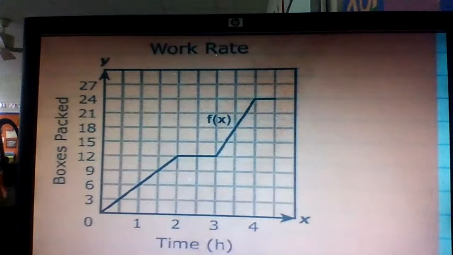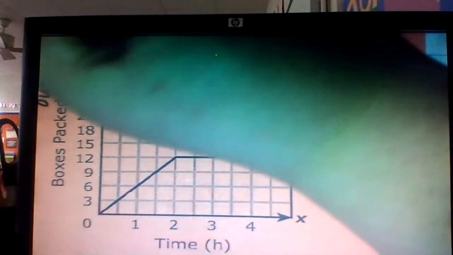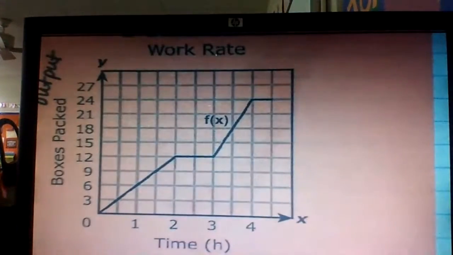What is my output? On my graph, what is my output? The box is packed. It should be a small half sheet.